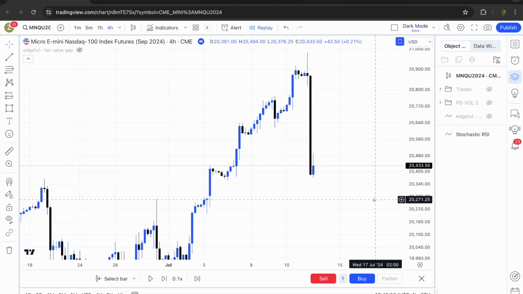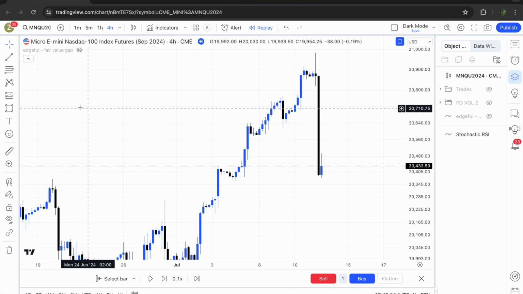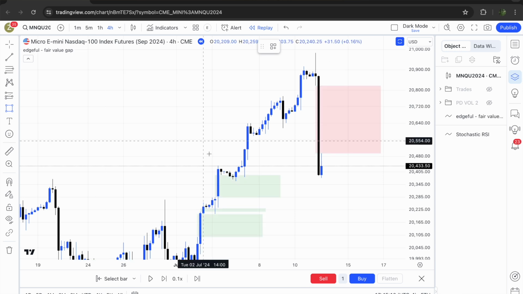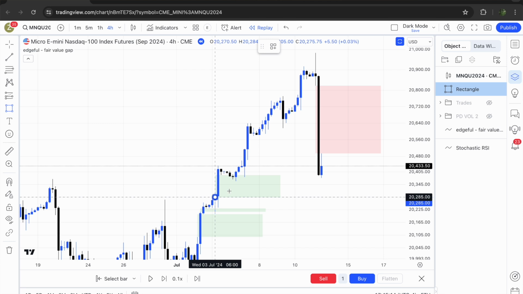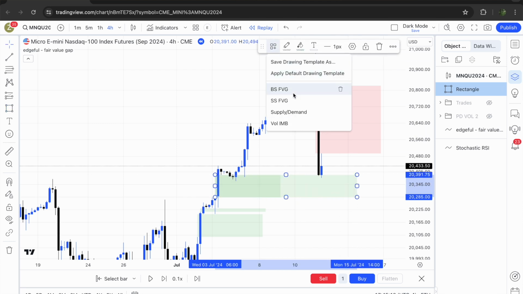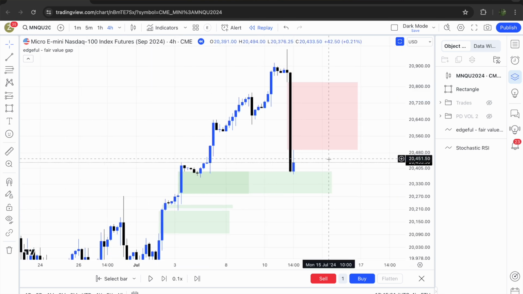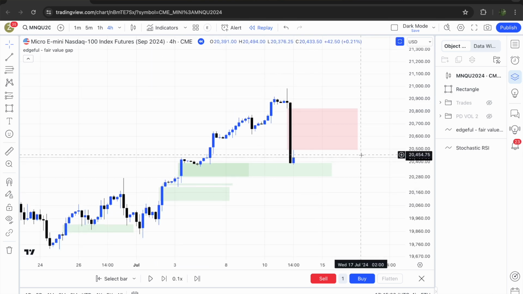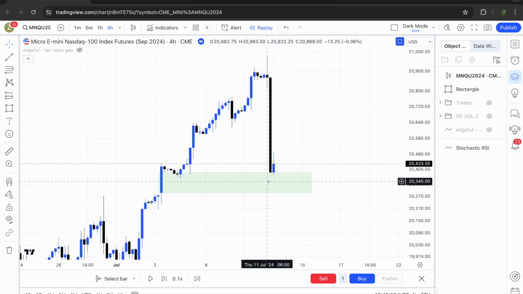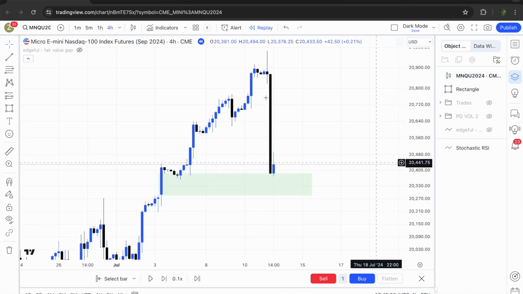So I'm looking for my higher time frame fair value gaps to find potential areas of support. So right here we have this 4-hour gap. If you put the edge full indicator on, it shows it right here. We also have a gap right below, but we are going to focus on this gap right now because that's where price is at this moment. Now we have our higher time frame zone. So this is the area that I was looking for a potential bounce on.